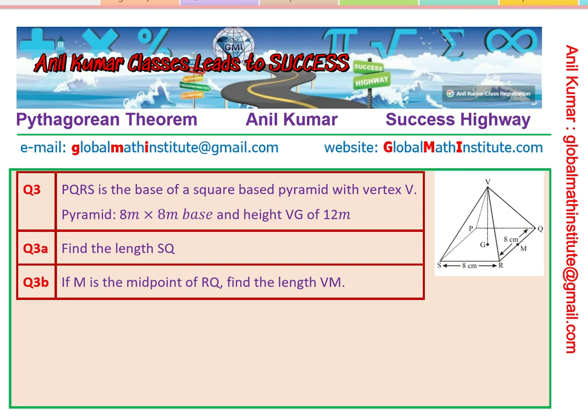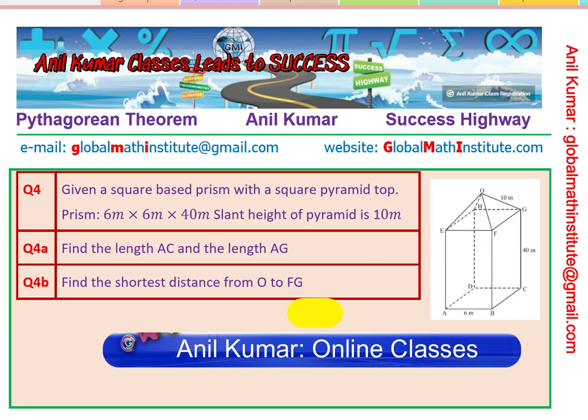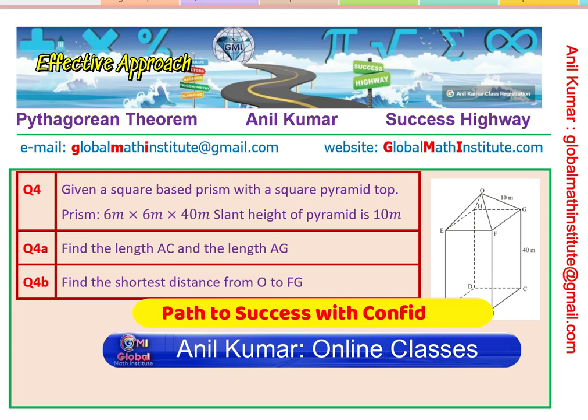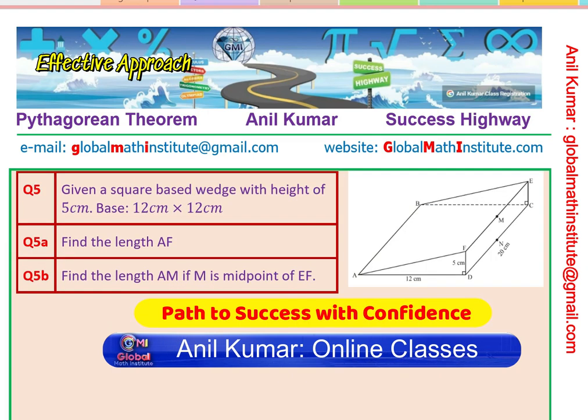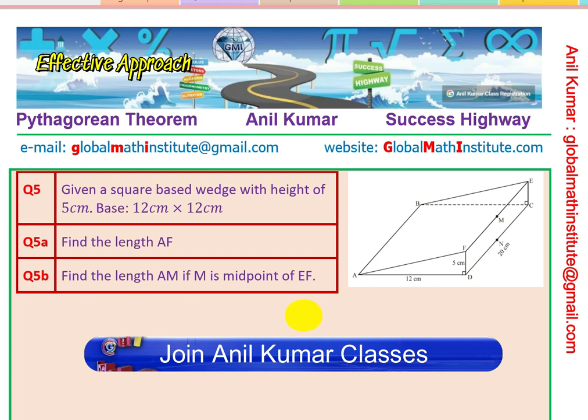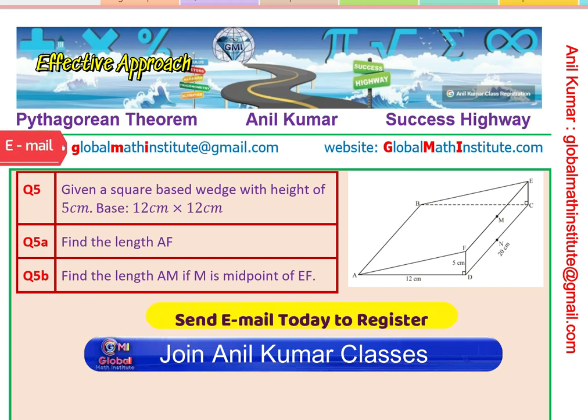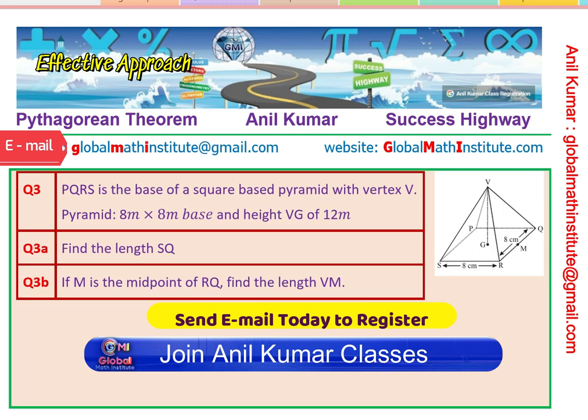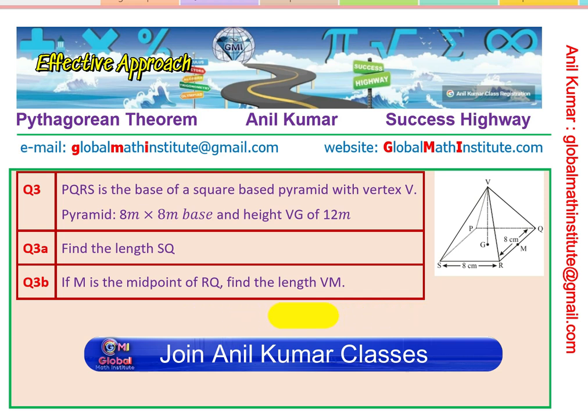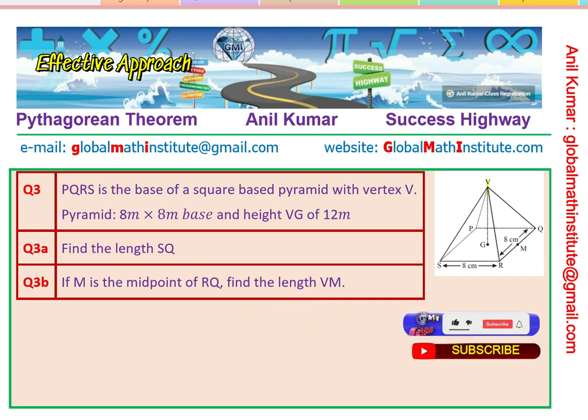Now let's move forward and take more examples. This time we have a pyramid. After that, we are looking into a pyramid on top of a cuboid and then into a wedge. So three more types of examples which should complete all the examples which you are expected to know for any exam on using Pythagorean theorem for 3D shapes. So let's continue with the pyramid. PQRS is a square based pyramid with the vertex V.